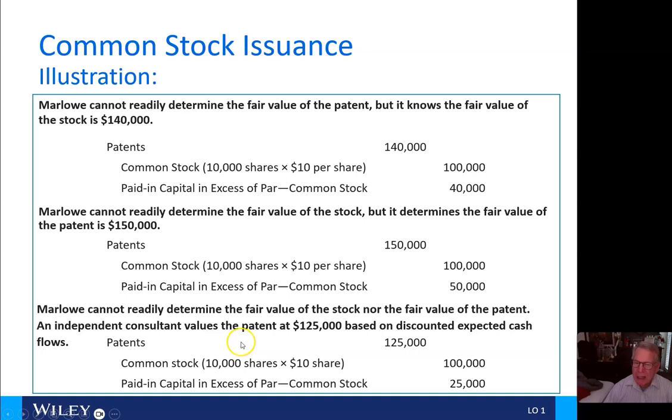Now, if they cannot readily determine the fair value of the stock nor the fair value of the patent, then you've got to go get an independent consultant, and they're going to value this patent at $125,000 based on discounted expected cash flows. We will get into more about discounted cash flows in depth in this course. Okay, so we're going to debit patents for the $125,000. Again, common stock is going to be $100,000, and the difference paid in capital in excess of par common stock for $25,000.